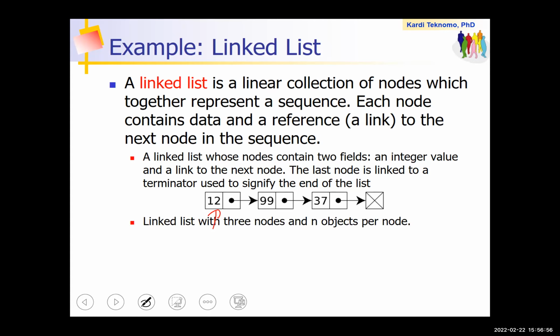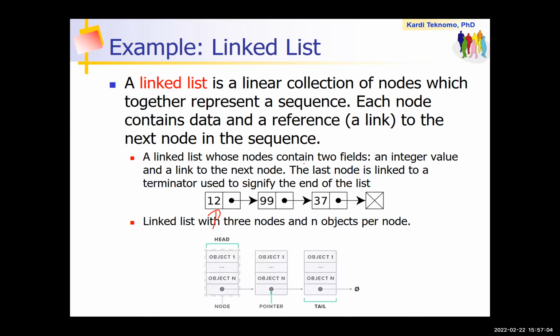A linked list with 3 objects, 3 nodes, is something like this. The arrow here represents the pointer. A pointer is the memory address of the next node.